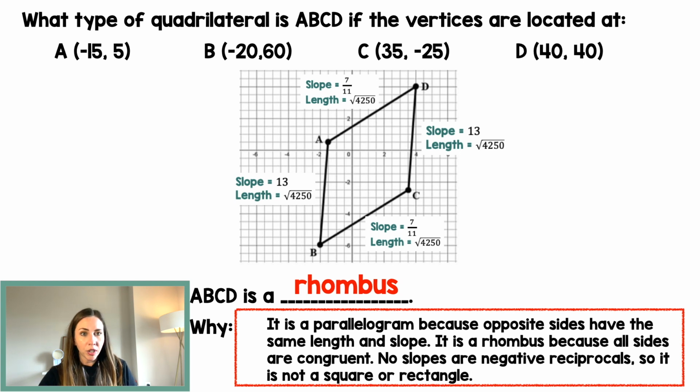So I'm going to begin by justifying that it's a parallelogram because a rhombus is a parallelogram. So it's a parallelogram because opposite sides have the same length and slope, and then it's specifically a rhombus because all sides are congruent. I also am sharing that no slopes are negative reciprocals, so it rules out the idea that it could be a square or a rectangle. This is a level of detail we'll expect when you're justifying your work this week.